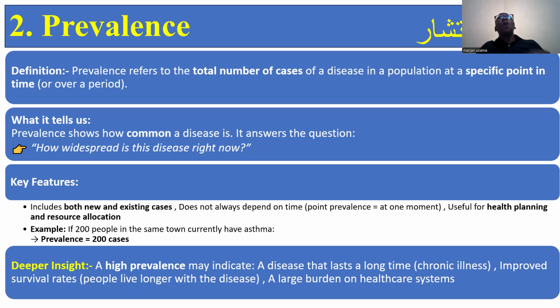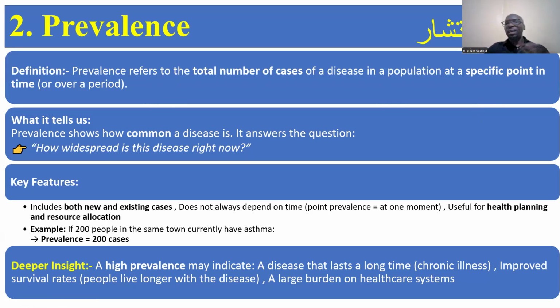prevalence, which is معدل الانتشار. انتشار الوباء، انتشار الأمراض إلى غير ذلك. So what is the definition of this? So prevalence refers to the total number of cases. That is the new cases plus all the existing cases together. It is unlike the incidence, معدل الحدوث, which just focuses on الحالات الجديدة. So prevalence refers to the total number of cases of a disease in a population at a specific point in time or over a period.